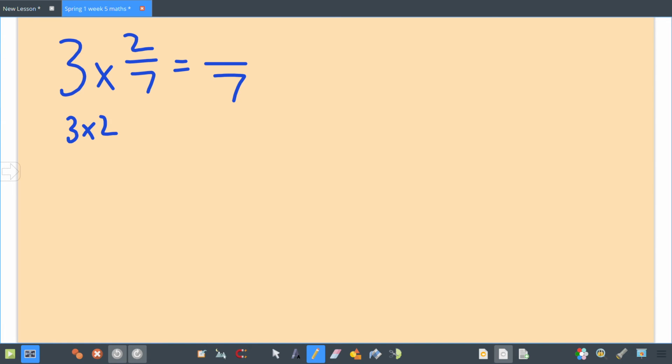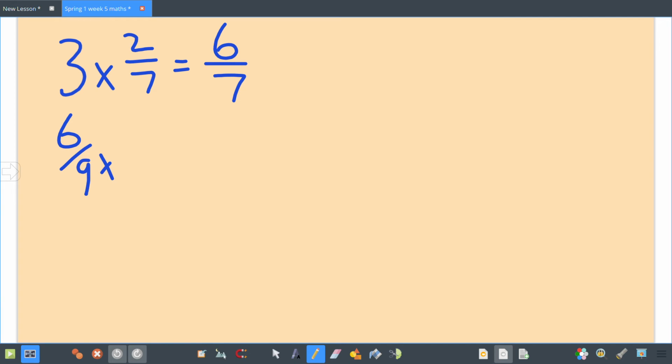So let's start off with 3 multiplied by 2/7. So I want 3 lots of 2/7. So I'm going to end up with so many 7s. So I want 3 lots of 2/7. So in essence, I'm doing 3 times 2. Okay, 3 times 2 gives me 6. My answer's not improper, so I can leave it as it is. So let's do another one.